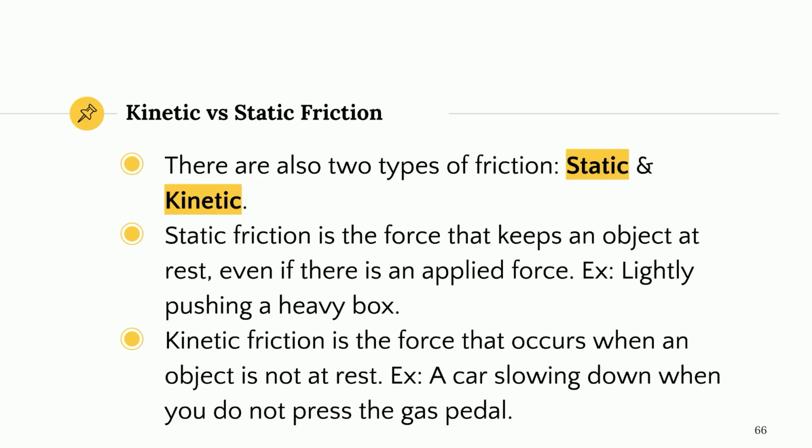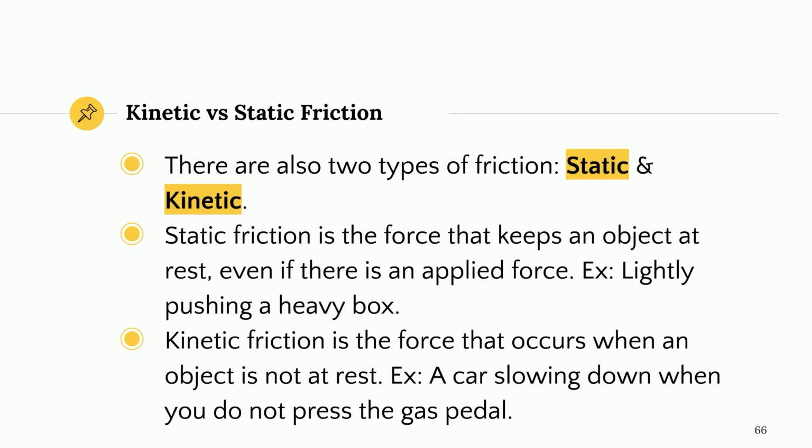There are also two types of friction, static and kinetic. Static friction is the force that keeps an object at rest, even if there is an applied force. For example, if you have a really heavy box or block or table or anything, and you lightly touch it or push it, most likely it is not going to move very much, if not at all. And the reason why is the static friction.